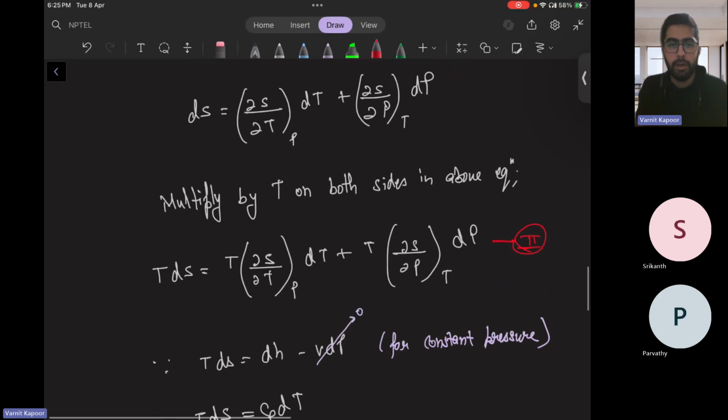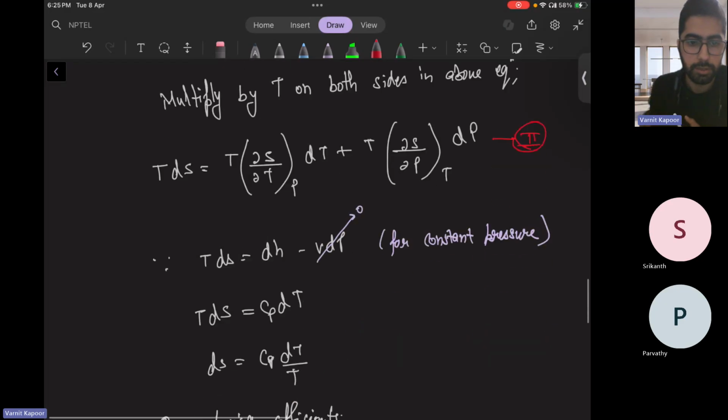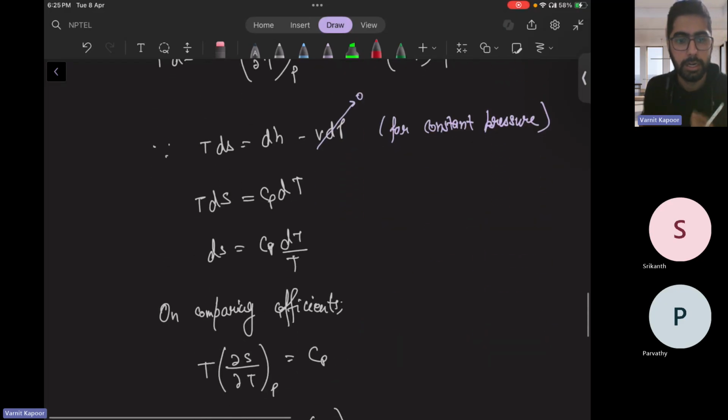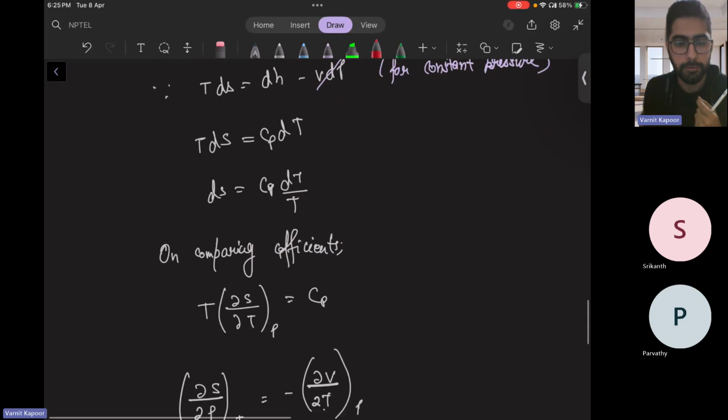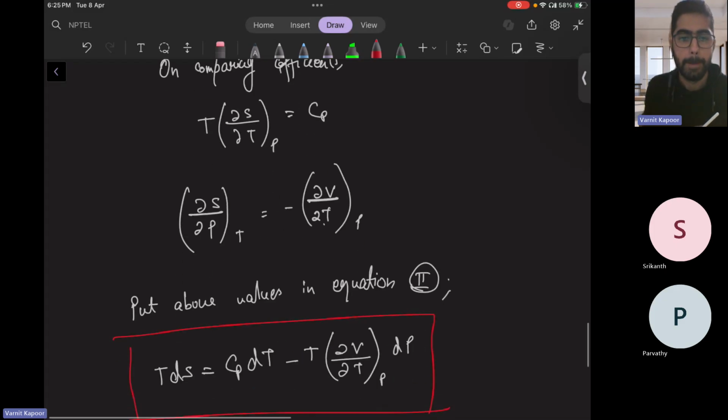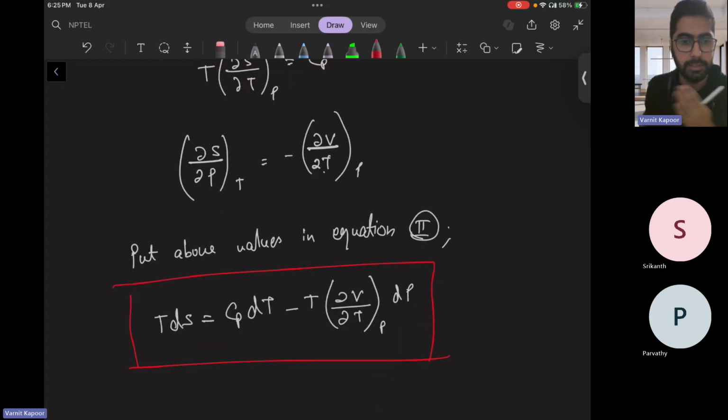Now you want both of these coefficients. For the first coefficient, it's at constant pressure, so TdS is equal to dH minus VdP. You put dP as 0 for constant pressure. You get your first coefficient from comparison, that is Cp. And for the second coefficient, from the Maxwell relation, ∂s/∂p at constant temperature can be written as negative ∂v/∂t at constant pressure. Put this value, you get TdS is Cp dT minus T ∂v/∂t dP.